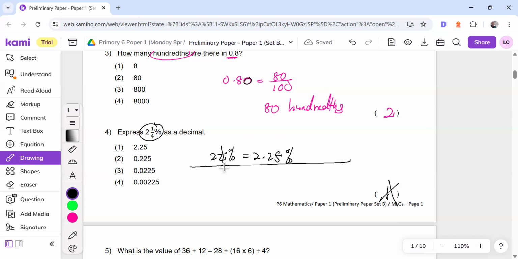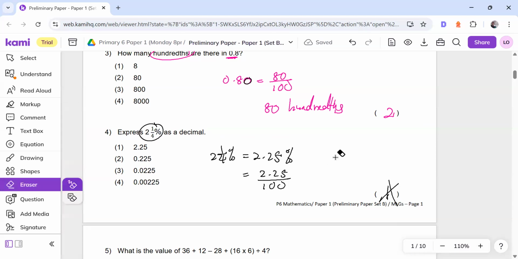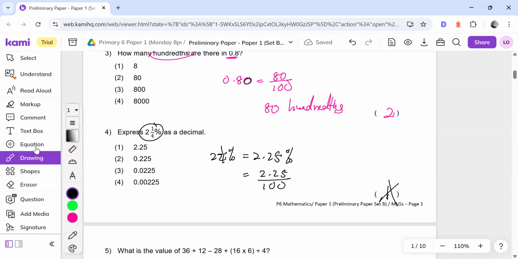So how do you change it? You change the percentage to a fraction, 2.25 over 100. Remember, percentage, how do you change into a fraction? Over 100. So 2.25% is what fraction? 2.25 over 100. And then how to get your decimal? 2.25 over 100 is also divide by 100. Fraction means divide. So you will have to shift the decimal point to the left 1 and 2.